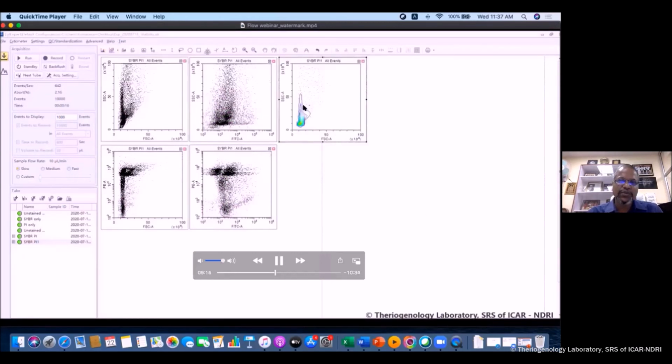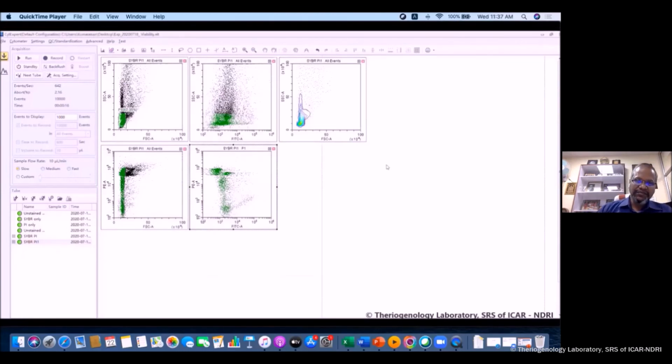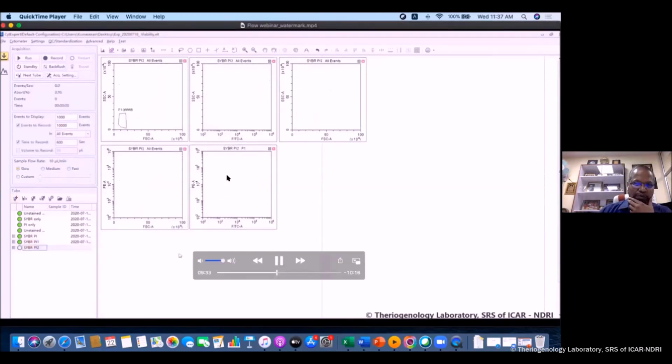So my cells are here mostly. So I can put a region around that, and then say take those particular cells only, and then interpret the data. Forget about other cells. So now you see here 2 populations separated.